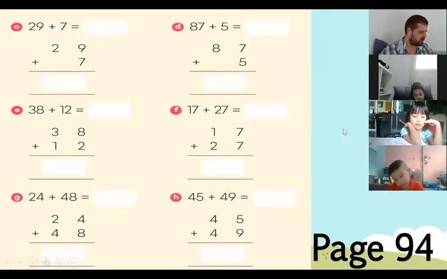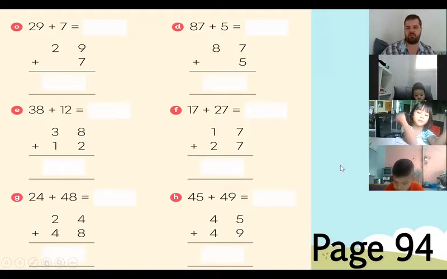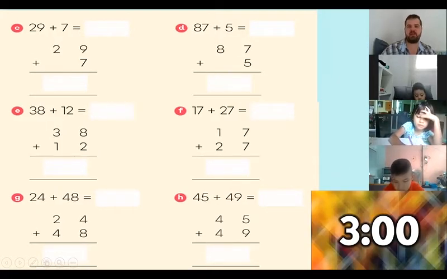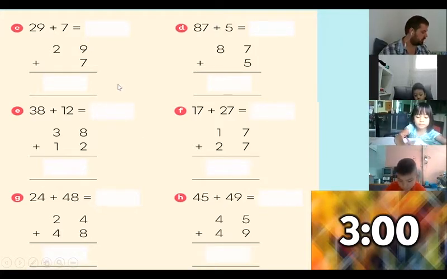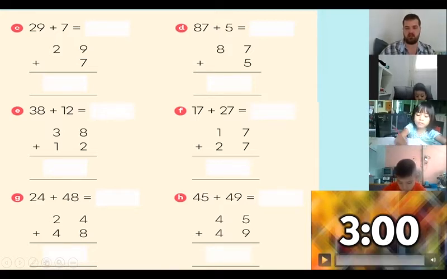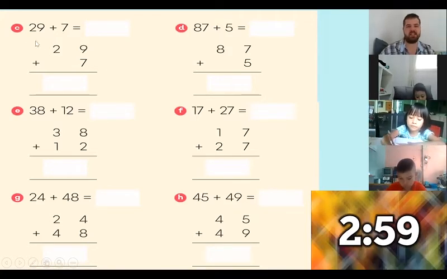Okay. Next, let's go to page 94. Page 94. I'm going to give everybody 3 minutes to complete page 94 by yourself. Can you do it? Okay, so 3 minutes to finish C to H.